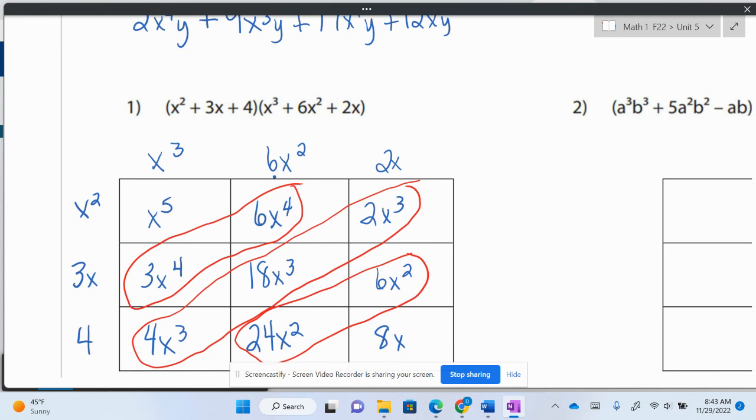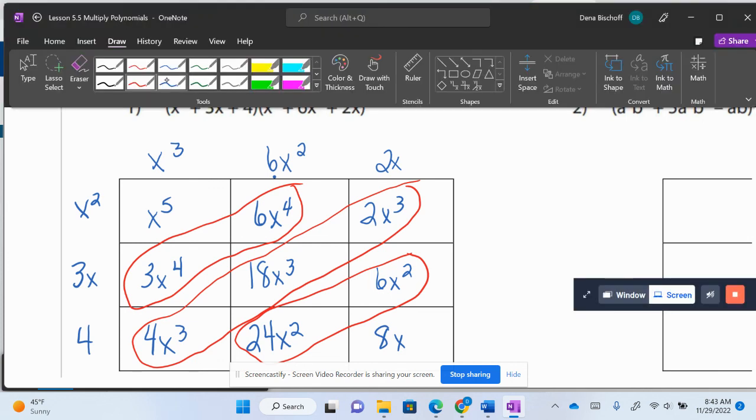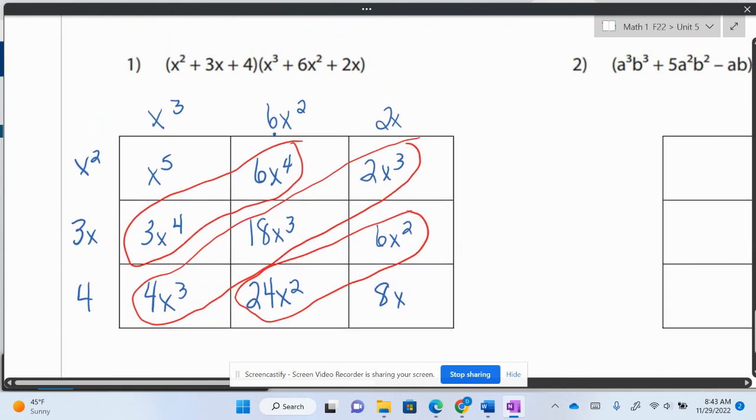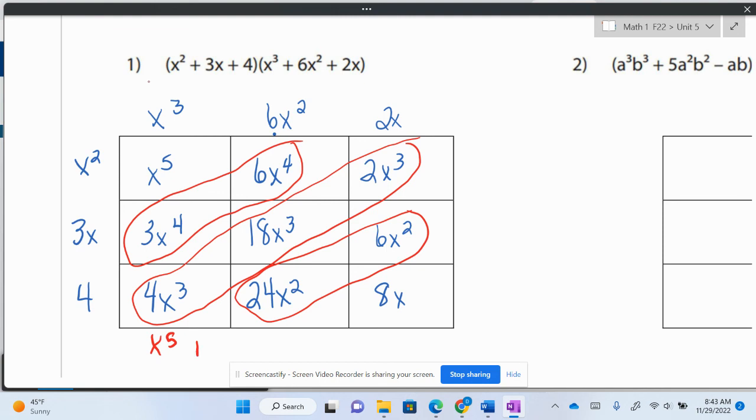I think I like this method because it helps you line up what you're grouping together versus doing that crazy search. So I know that x to the 5th is the leading, highest degree monomial, so that has to go first. So x to the 5th. And to that, what am I adding? Yeah, 9x to the 4th. Good job. And then to that, I'm adding what? 24x cubed. And then to that, I'm adding what? 30x squared. And then to that, I'm adding 8x.